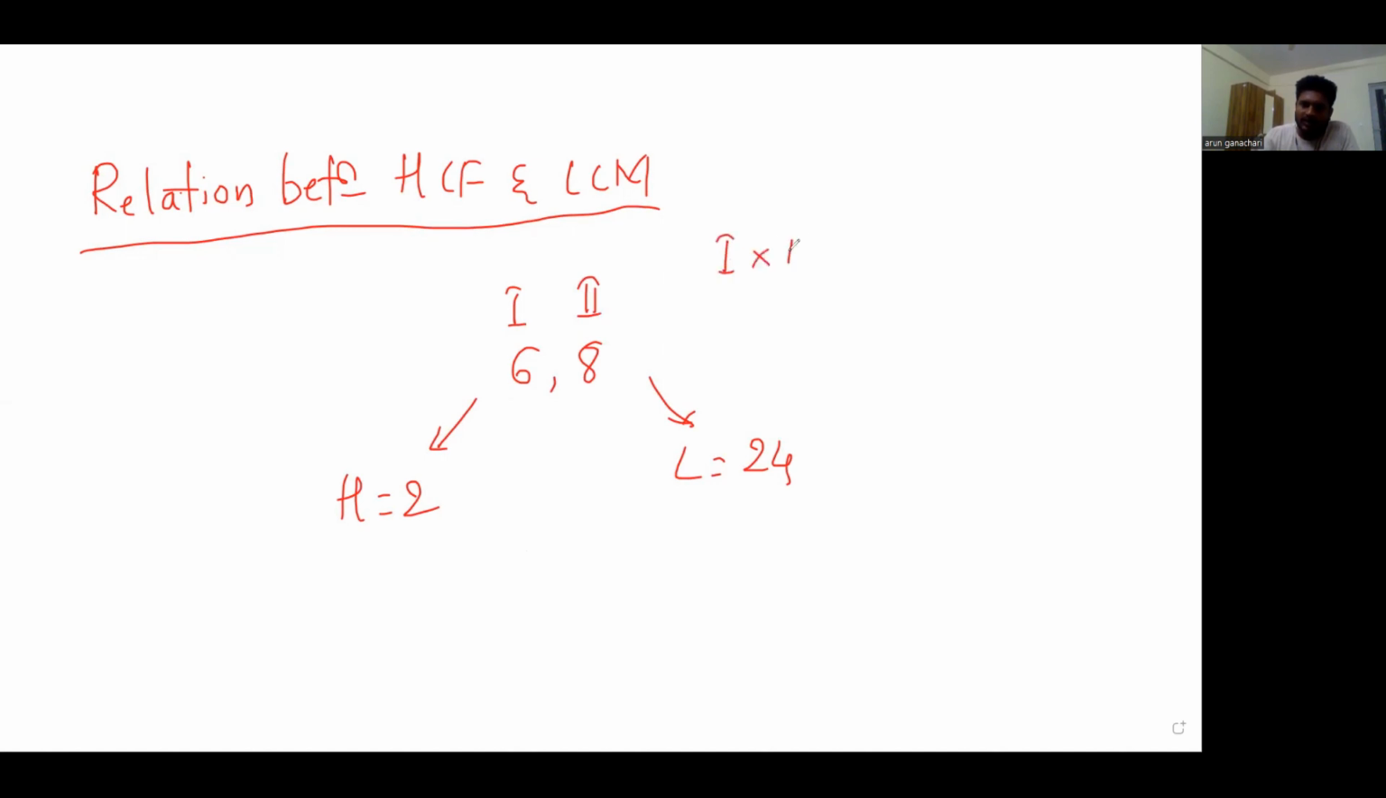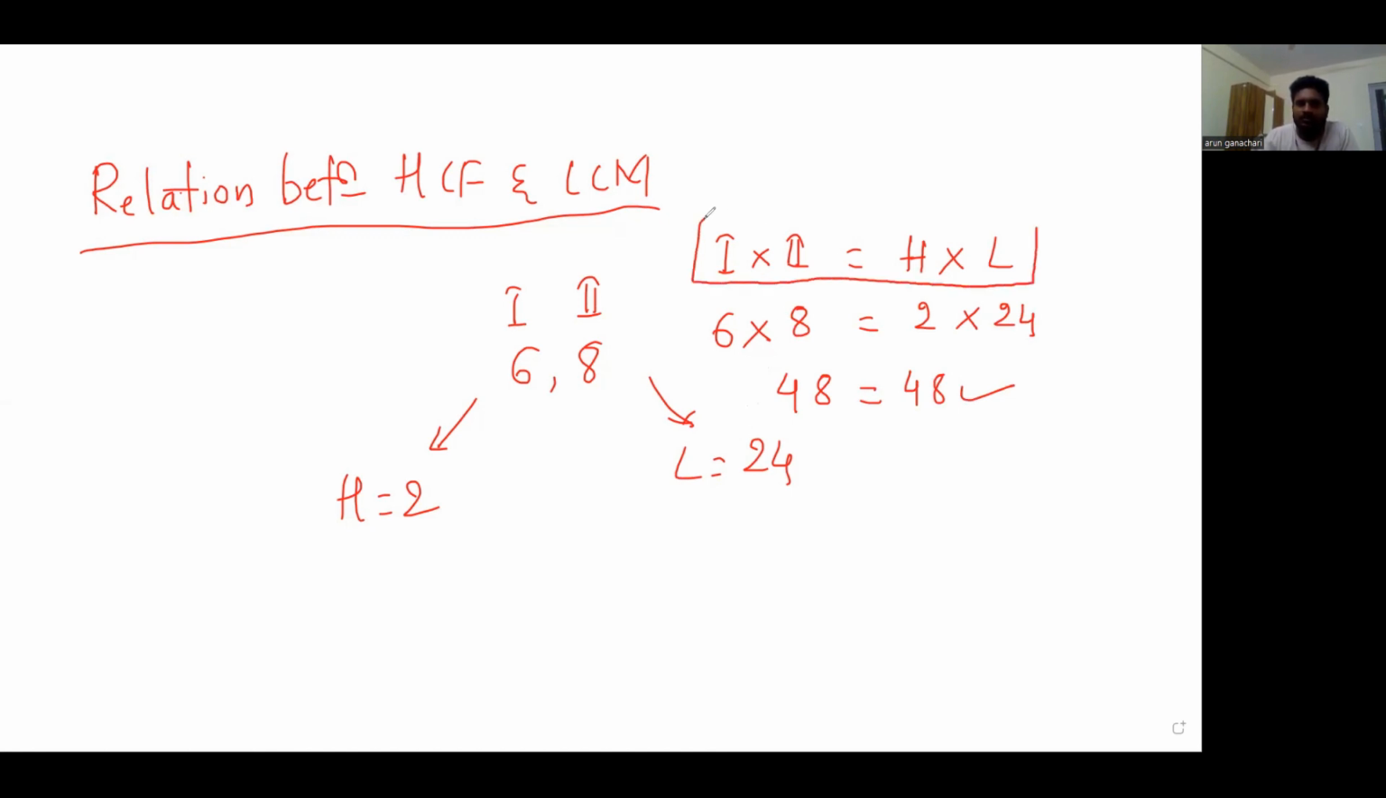What will I get when I multiply number 1 and number 2? And what will I get when I multiply HCF into LCM? What is number 1? Number 1 is 6. Number 2 is 8. What is the HCF? HCF is 2. LCM is 24. What is 6 8s? 6 8s is 48. 2 into 24 is also 48. Understanding this? So what is the relation? If I multiply my number 1 and number 2, then this will be equal to my HCF and LCM. Getting this? Yes, sir. Write down this logic.